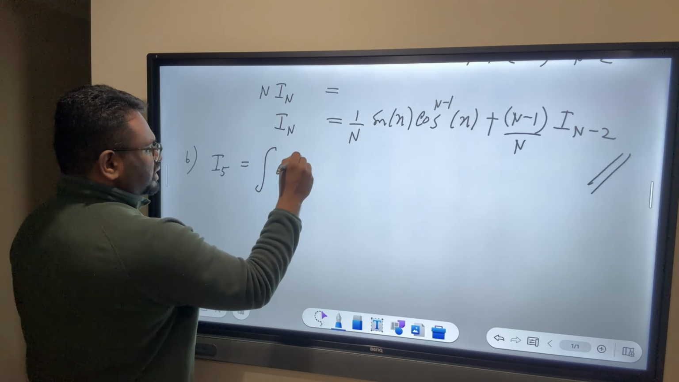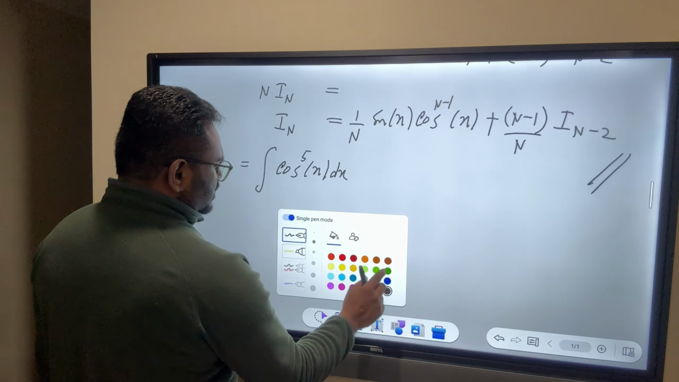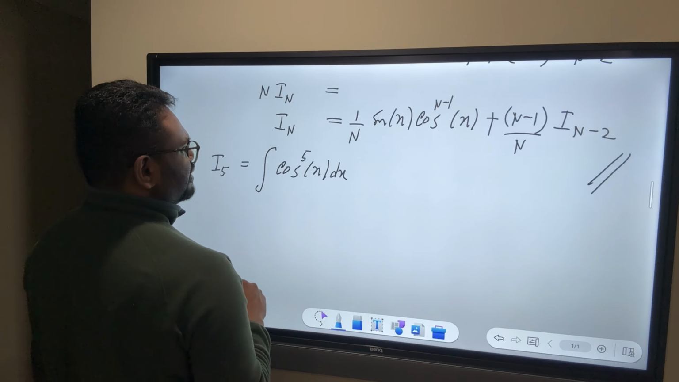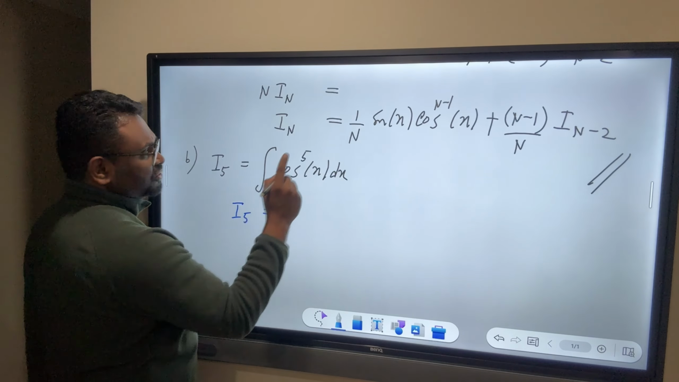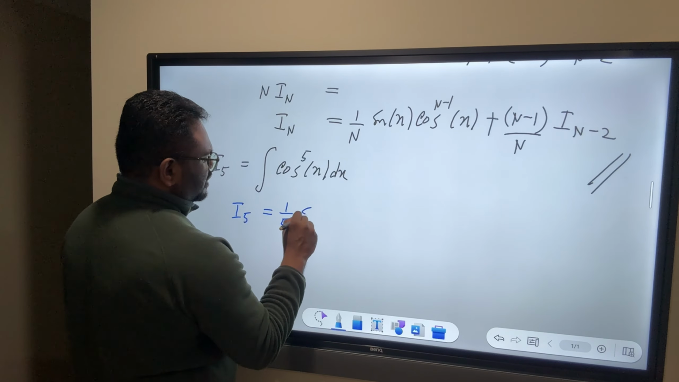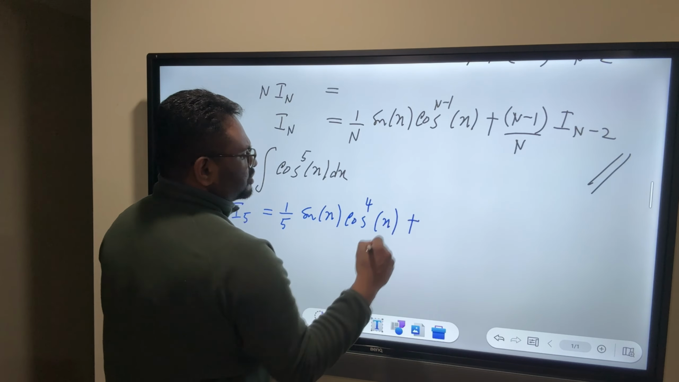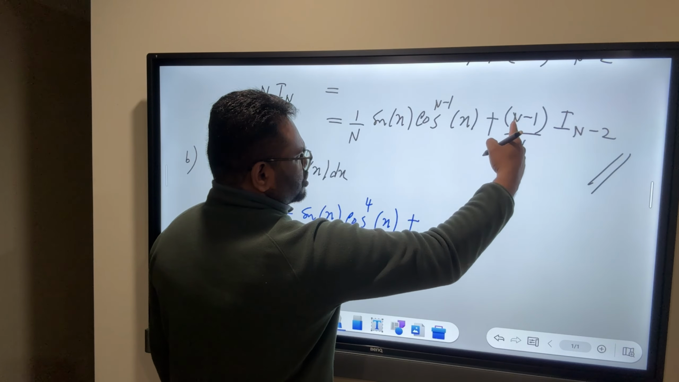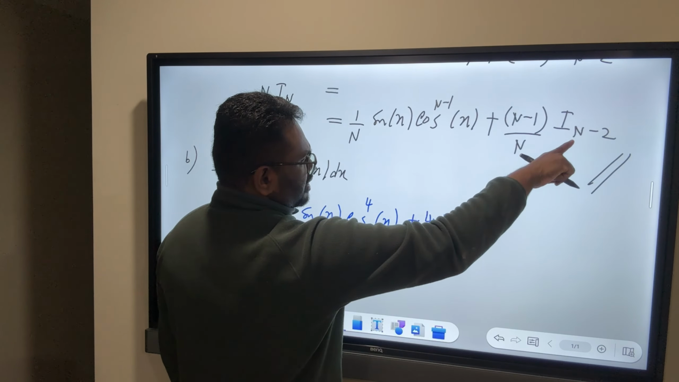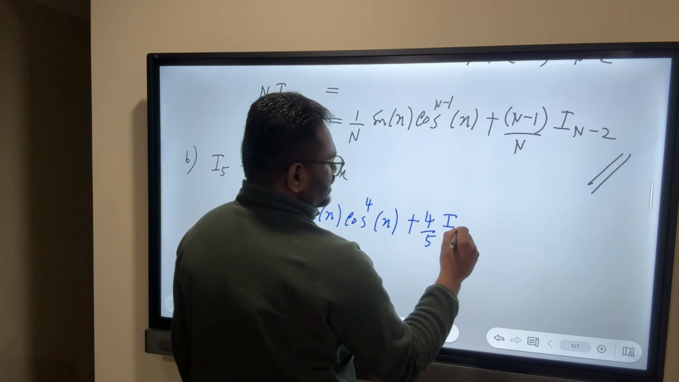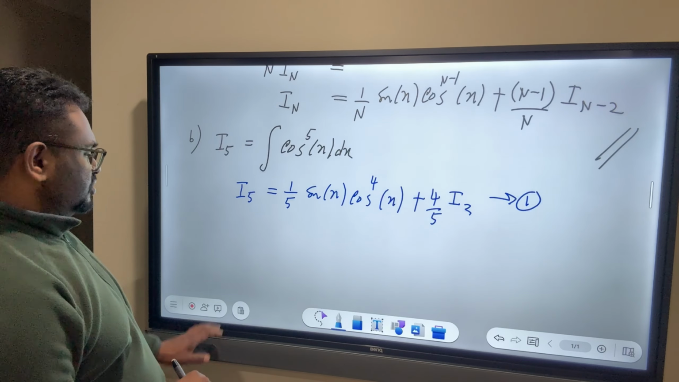Okay. Now, next one would be, the b part we had I_5, so that would be integral cos 5x dx. So how do you do this? So, okay, so n is equal to 5 now, right? So we will apply n is equal to 5 here. So I_5 is equal to 1 divided by 5 sine x cos to the power 4 x. If you put 5 here, 5 minus 1 is 4, so 4 divided by 5. This is going to be I_(5-2), which is I_3. Okay, so this is my first equation.